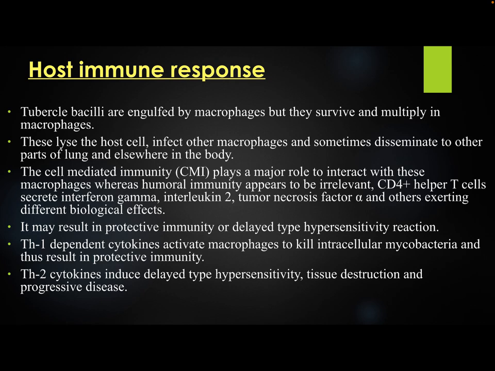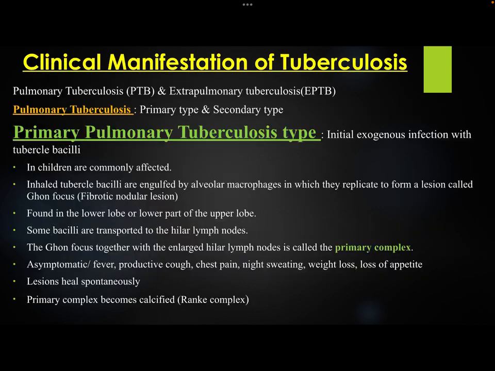T helper 1 dependent cytokines activate macrophages to kill intracellular mycobacteria and thus result in protective immunity. T helper 2 cytokines induce delayed type hypersensitivity, tissue destruction, and progressive disease. This is the host immune response involved in the pathogenesis of pulmonary tuberculosis.